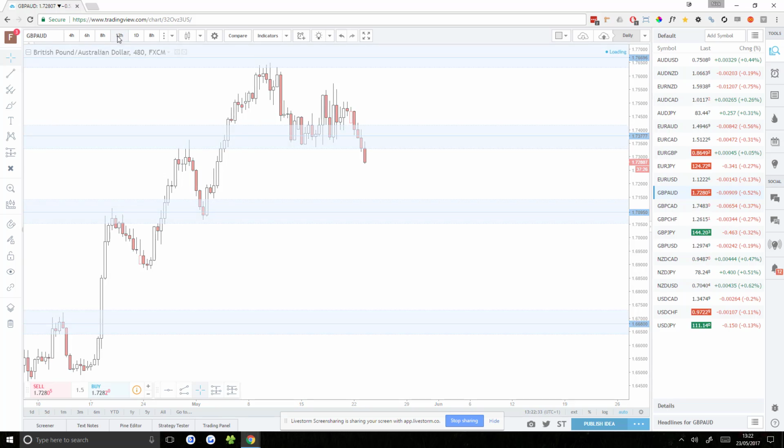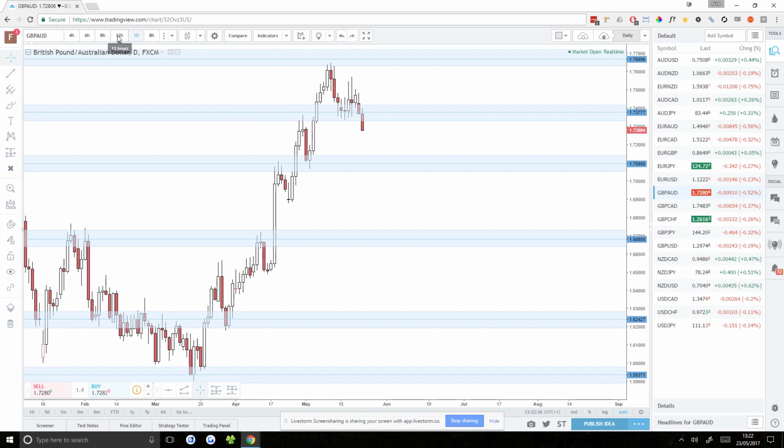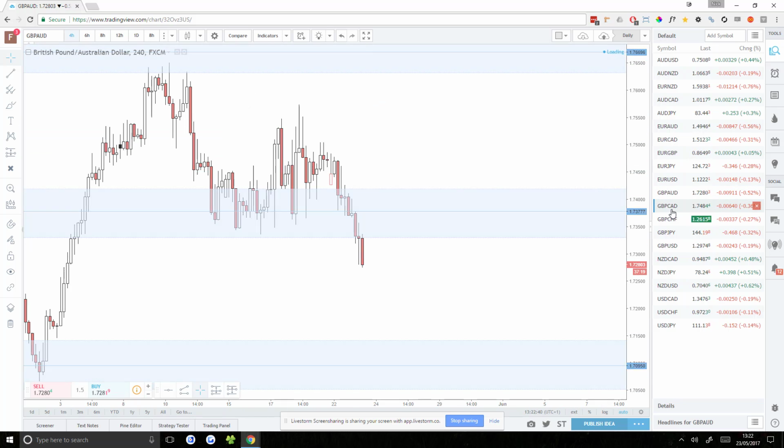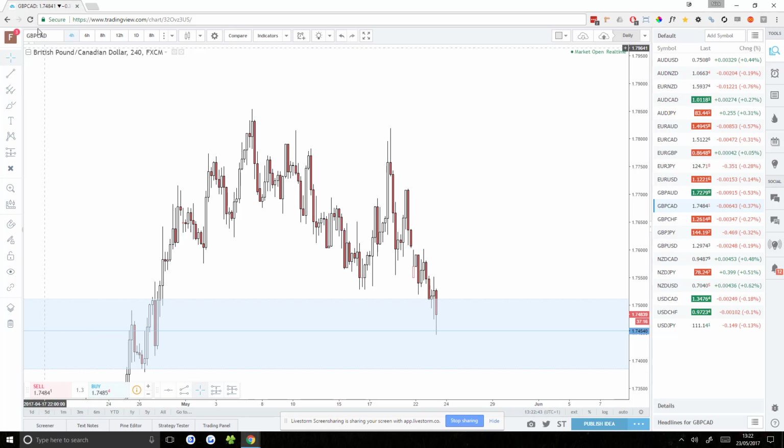GBP AUD is trending down. It's broken the support area. Again, nothing much to trade there. It's just trending down.